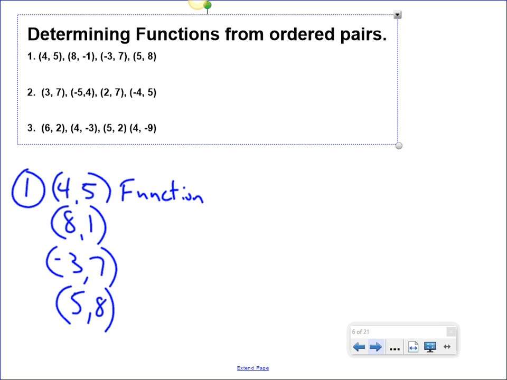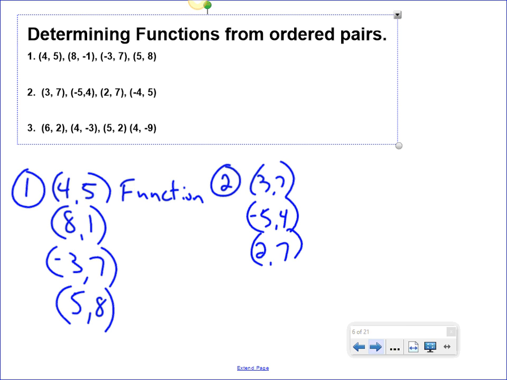Okay, if I looked at the second one and I stacked them up, this time I got a 3, 7, I got a negative 5, 4, I've got a 2, 7, and I've got a negative 4, 5. And is there any cheating? Well, there's some cheating. The 7 was with a 3 and with a 2, but that's okay, so this is still a function.